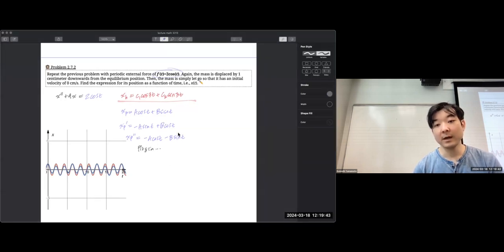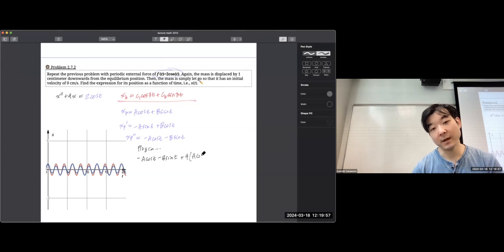So you'll get, you're plugging in the negative a cosine of t minus b sine of t. That's the x double prime term, plus 9 times the original x_p, which is a cosine of t plus b sine of t. And then this is going to equal your right-hand side, which is 2 cosine of t. And then you're just going to match terms.